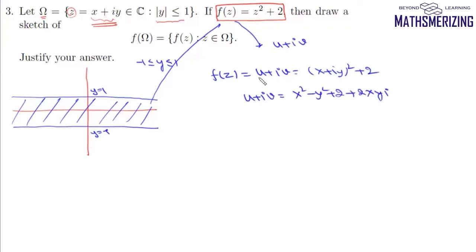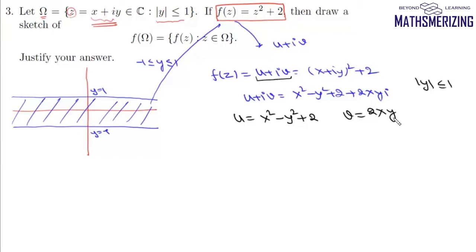xy iota. Now we need to draw a sketch of u and v. Now comparing real and imaginary parts, we can write u as x square minus y square plus 2, and we'll write v as 2xy. Now the condition given in the question is mod of y is less than or equal to 1.